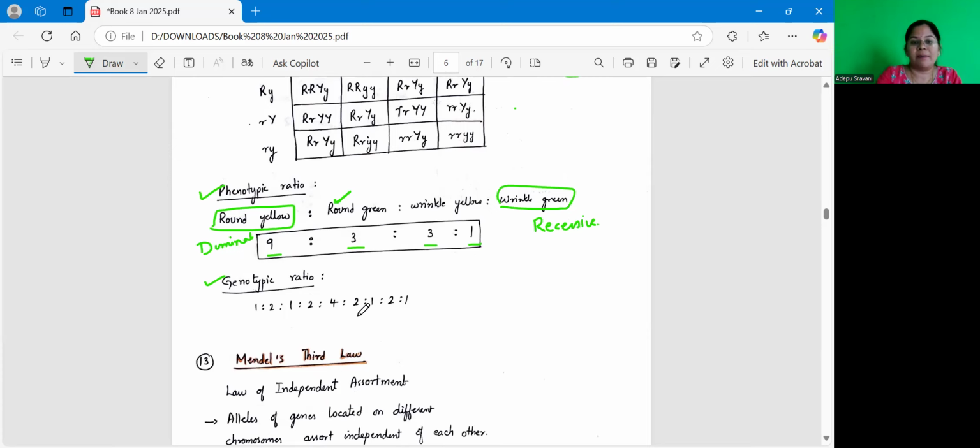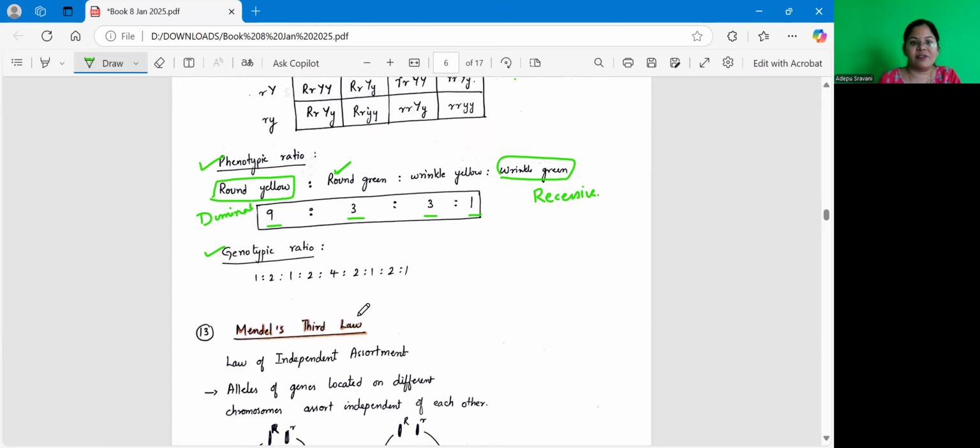Next, coming to genotypic ratio. Now, genotypic ratio is something called 1 is to 2 is to 1 is to 2 is to 4 is to all those things. So I'll give you a trick to remember what kind of plants are seen in genotypic ratio. This you can easily remember. First, I'll tell you how to remember. First, you remember 1, 4, and 1.